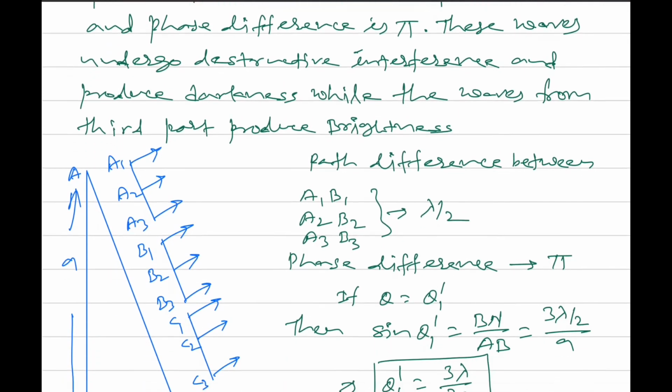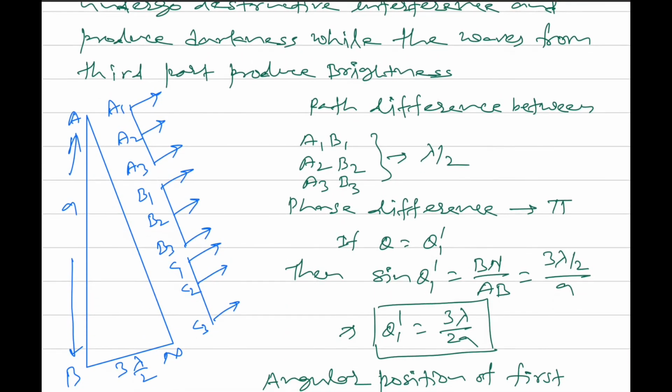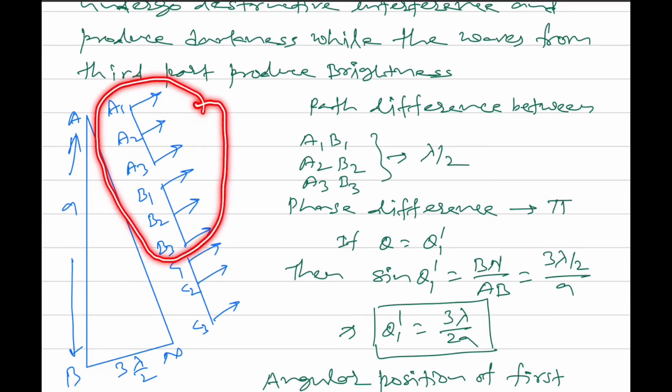Just see this in the diagram. We have this AB as plane wavefront and this AN as diffracted wavefront. Now we have three parts: A1, A2, A3, B1, B2, B3 and C1, C2, C3. So if I start from the upper end, then the adjacent parts are A1, A2, A3 and B1, B2, B3.